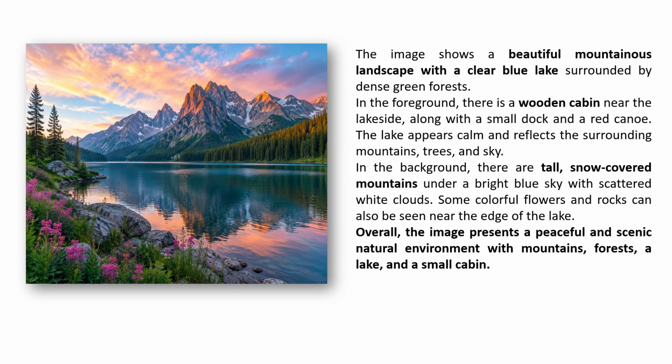The image shows a beautiful mountainous landscape with a clear blue lake surrounded by dense green forests. In the foreground, there is a wooden cabin near the lakeside, along with a small dock and a red canoe. The lake appears calm and reflects the surrounding mountains, trees, and sky. In the background, there are tall, snow-covered mountains under a bright blue sky with scattered white clouds.